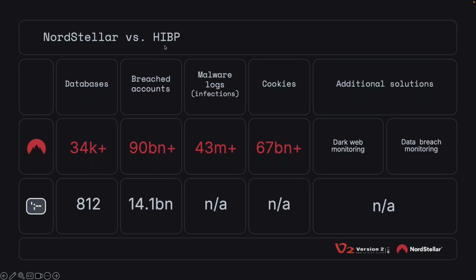So here is a comparison from Have I Been Pwned. This is an open source database you can search yourself anytime. So it's quite a large difference. One is talking about hundreds, then we talk about K, and accounts much more. And we have more information like malware logs.